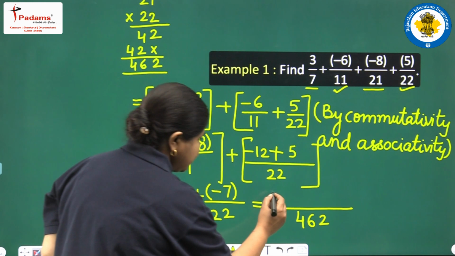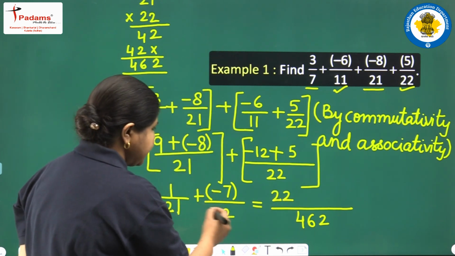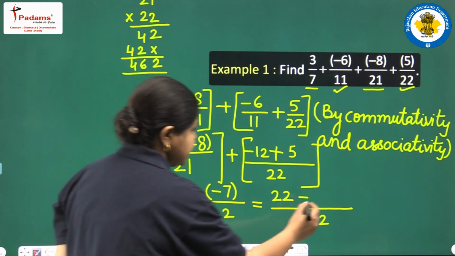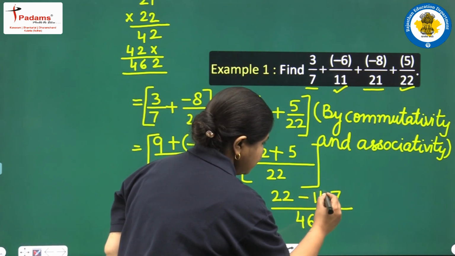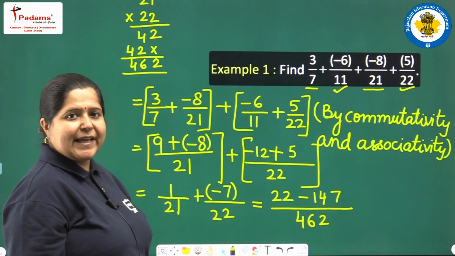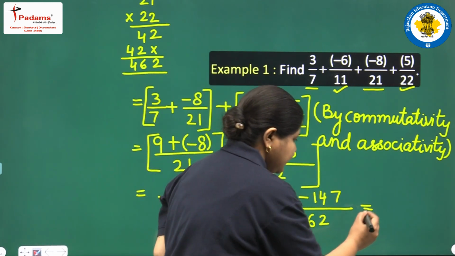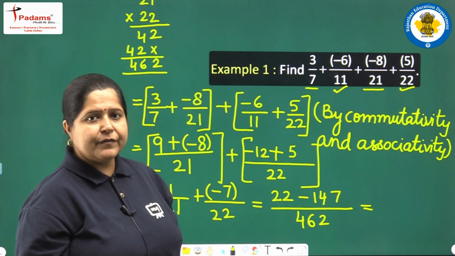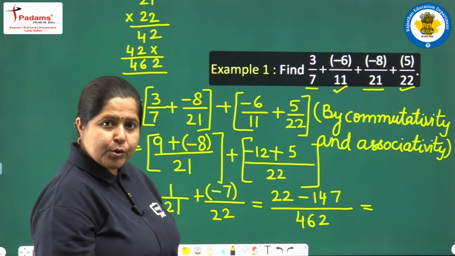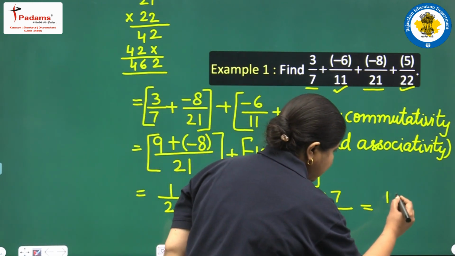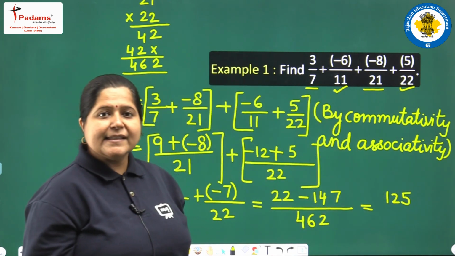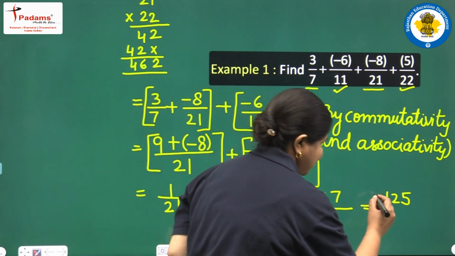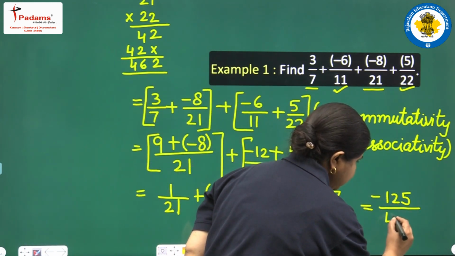22 1s are 22. Plus and minus will give minus. 21 into 7. 7 1s are 7. 7 2s are 14. This we get. Now again we will subtract because one number is positive and the other one is negative. 147 minus 22 will give you 125, and since the bigger number is negative, so the answer will be minus 125 upon 462.